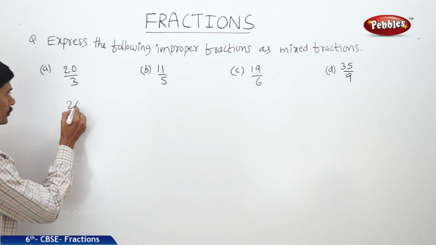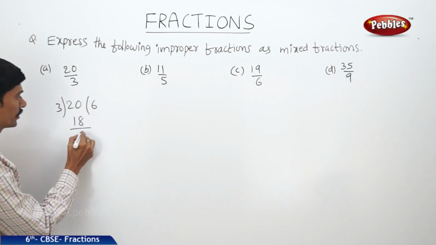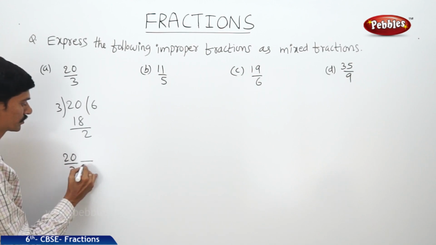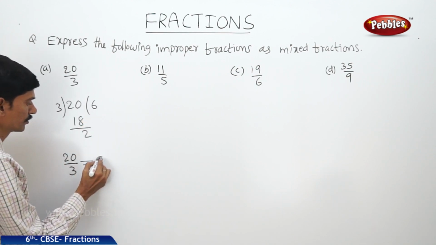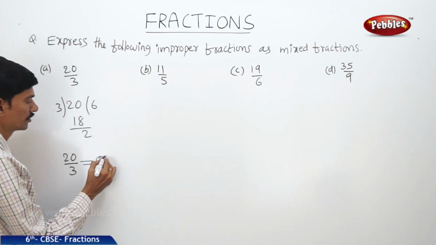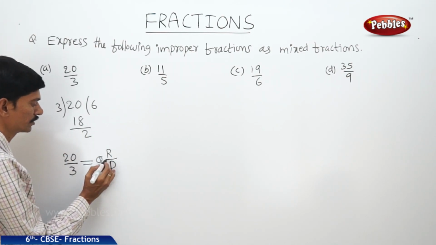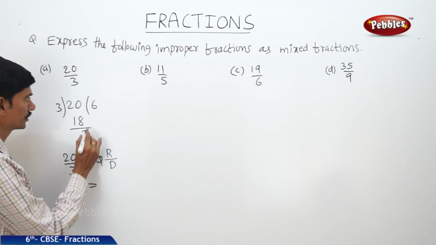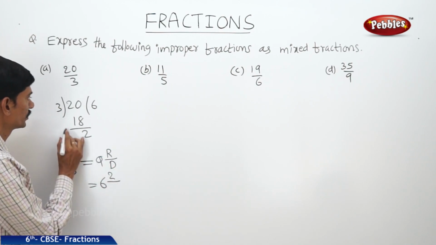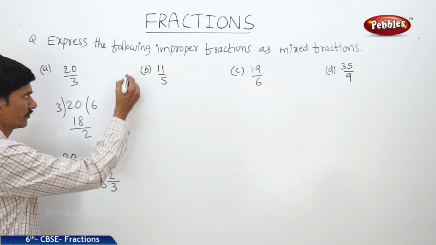So first you will divide 20 by 3. So then 3 6s are 18. The remainder is 2. So then we can write 20/3, the improper fraction, as the quotient, then you will take the remainder over the divisor. So quotient, remainder by divisor. So this equals quotient is 6 and the remainder is 2 over the divisor 3. So then this can be written as 6 2/3.